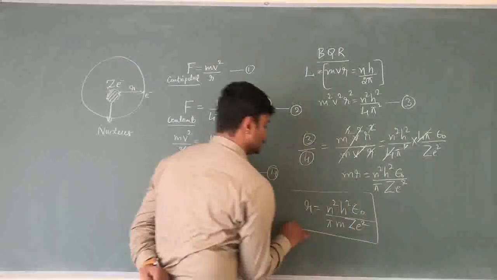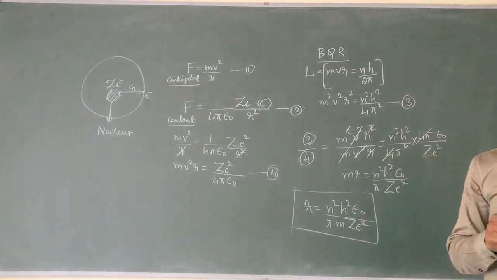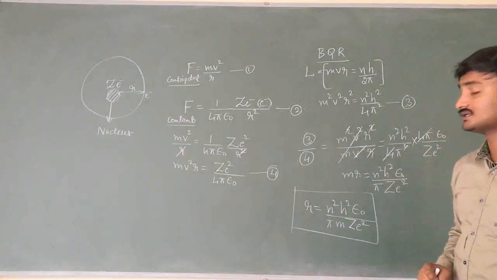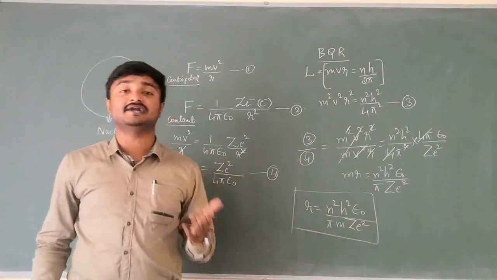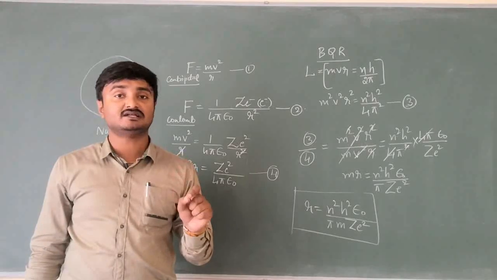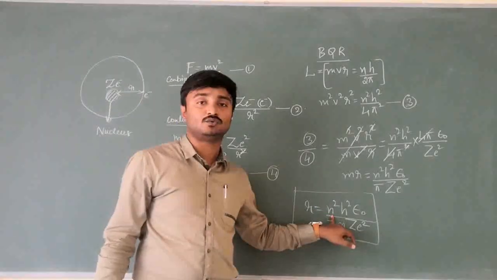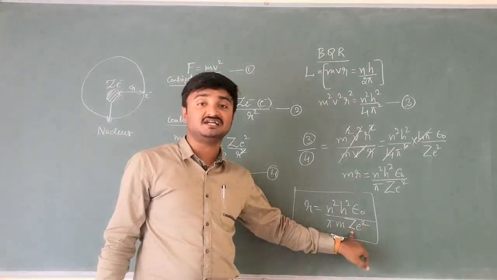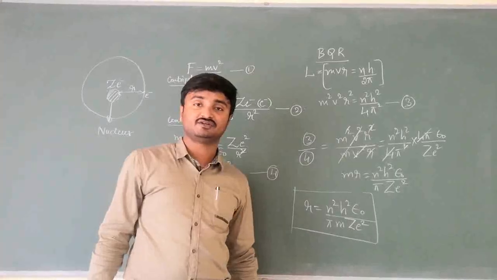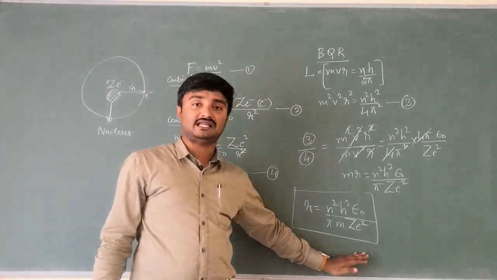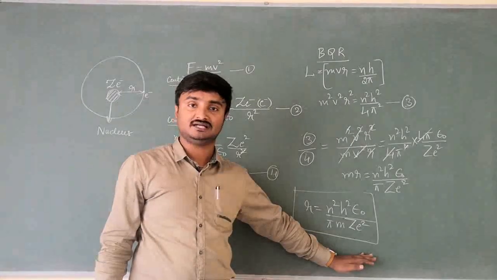So this is the expression to calculate the radius of an electron present in the nth orbit of Bohr's hydrogen atom. Suppose the question is to calculate the radius of an electron present in the first orbit of Bohr's hydrogen atom, then you have to take n equal to 1 and you also have to take the value of z equal to 1, because we are discussing hydrogen. So this is the end of the derivation to calculate the radius of the nth orbit of an electron in Bohr's hydrogen atom. Thank you.